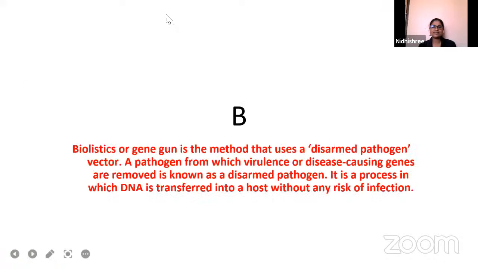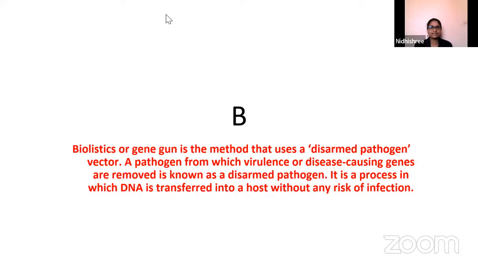So here, the biolistics or gene gun method is a method which uses a disarmed pathogen, a pathogen from which virulence or disease-causing genes have been removed. It is called a disarmed pathogen. It is a process in which DNA is transferred into a host without any risk of infection. So this procedure is used in the biolistics method.